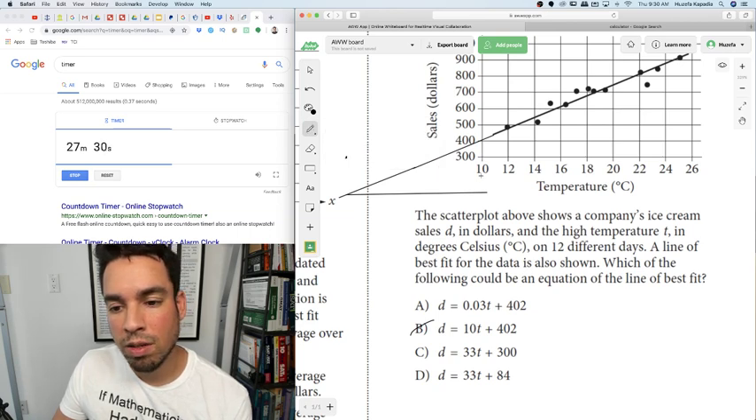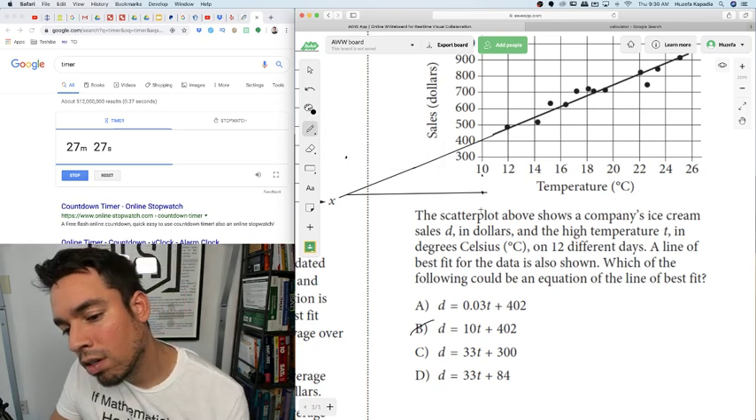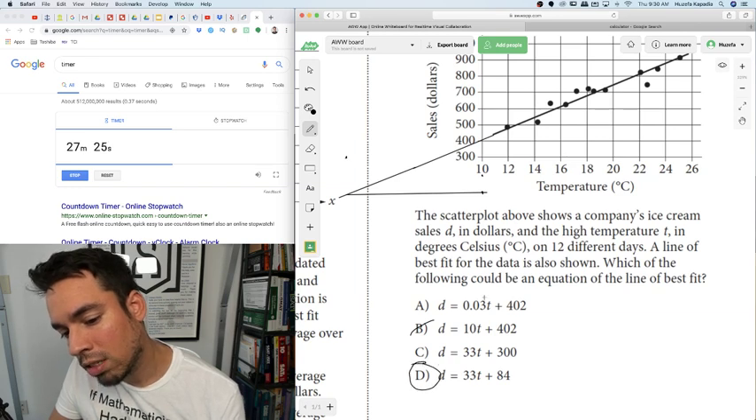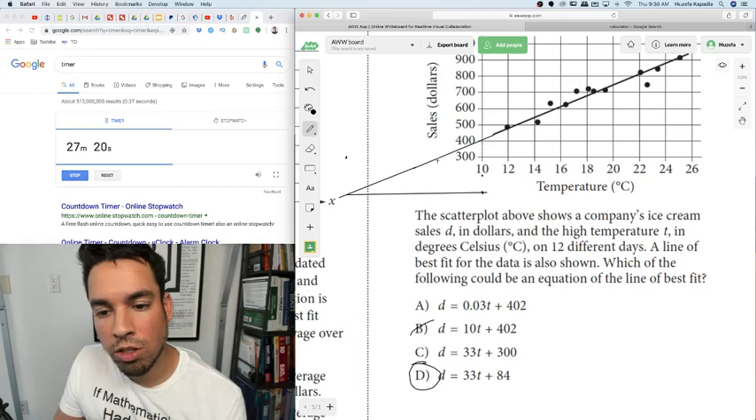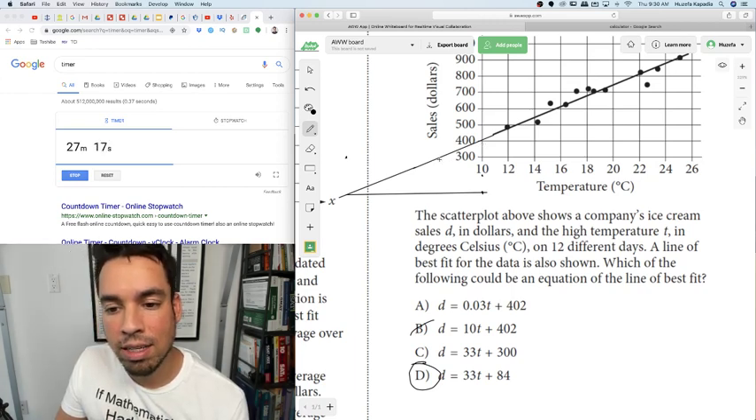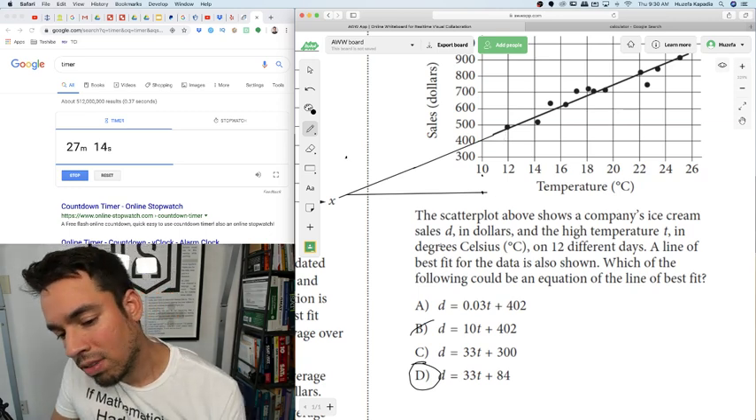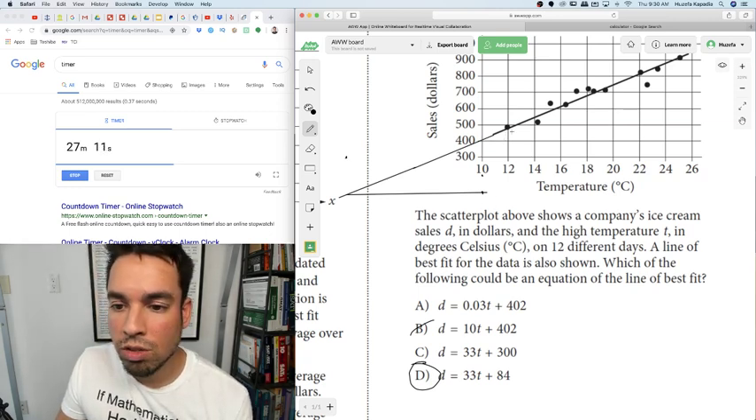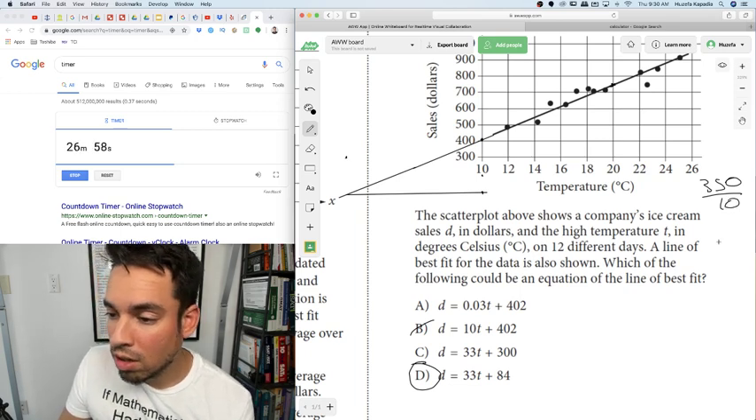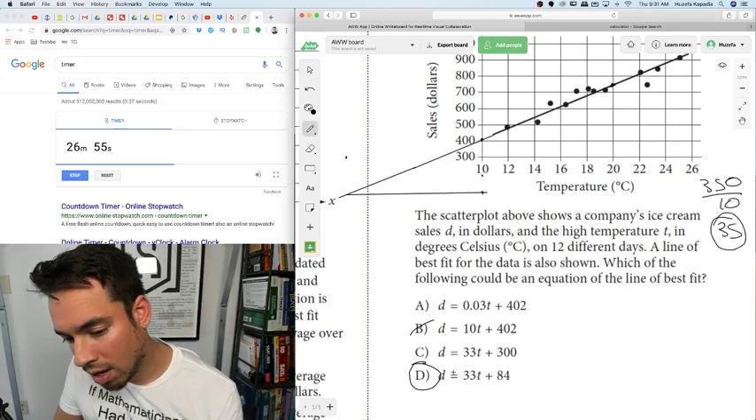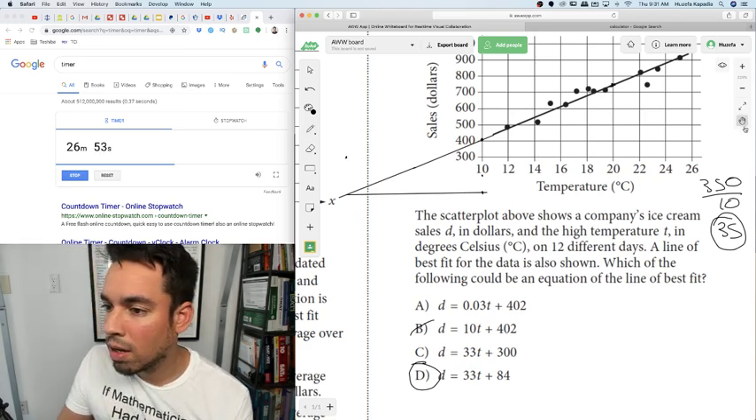It's probably like, here's 200, maybe 100. So it's probably D actually, but let's make sure the slope is right. And 300 doesn't make sense because 300 would occur right here at like 6 or 8 probably. So it's definitely D, but let's make sure the slope is good. We can use this point, 10, 400, and go to 20. At 20, it goes up to 750. So 350 over 10 degrees, which is 35. So slope of 35, pretty close to slope of 33, and I feel good about that.